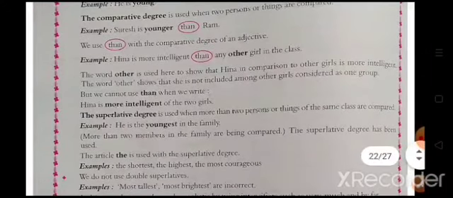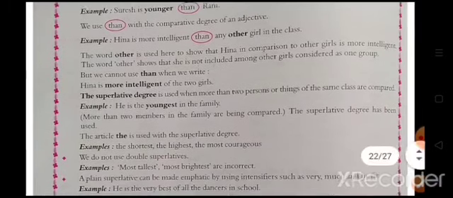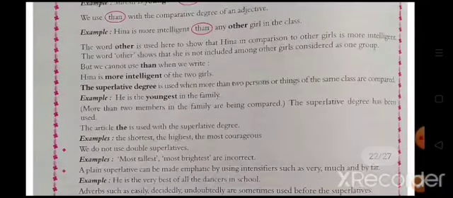Example, Hina is more intelligent than any other girl in the class. The word other is used here to show that Hina, in comparison to other girls, is more intelligent. The word other shows that she is not included among the other girls considered as one group. But we cannot use than when we write, Hina is more intelligent of the two girls.